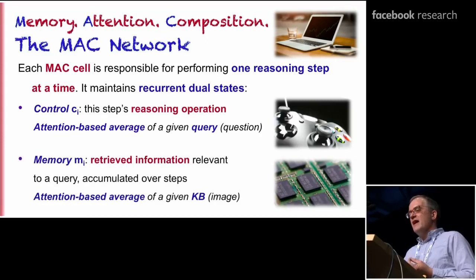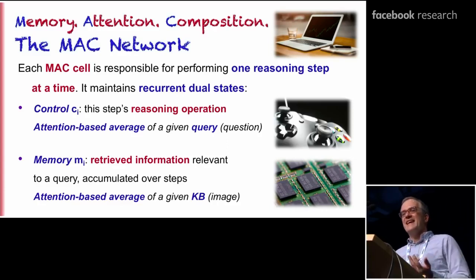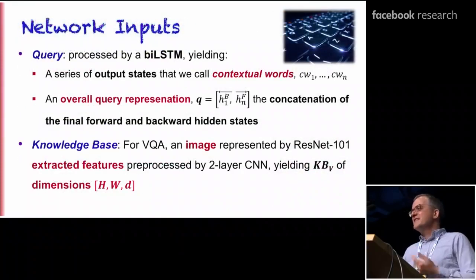And then we also have a memory state. So the memory is going to store retrieved information that's relevant to a query and can be accumulated over steps. And so it's actually also going to be represented as an attention-based average, but it's going to be an attention-based average over what in general I'd like to suggest is the knowledge base. But for the work I'm presenting here on Clever, our knowledge base for answering questions is simply looking at an image.